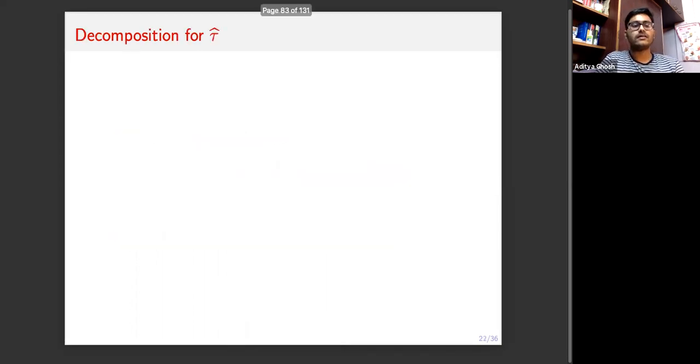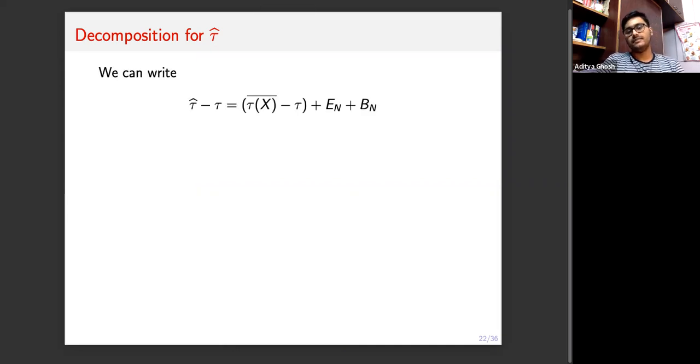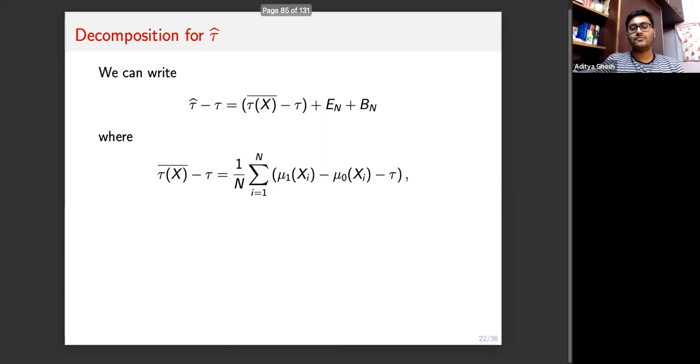Now let us come to the large sample properties. So we'll be discussing a special decomposition for tau hat. Let us first do it for tau hat, and then we do it for tau hat power t. So the decomposition is something like this. Of course, we have to discuss what are the components. So the first component is something like this, which is not dependent on the yi's. It is simply a function of the xi's, the covariate values.